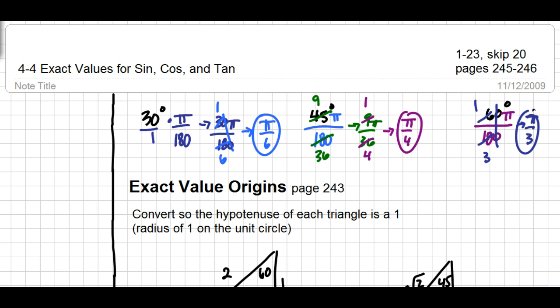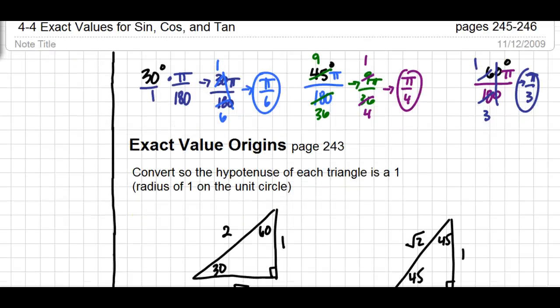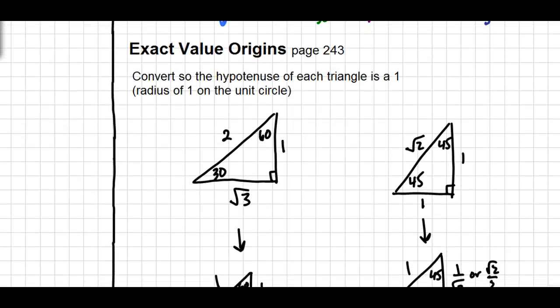So that was a quick review for students on converting degrees to radians. Our focus for today is on exact value origins. And these exact value origins come from 30, 60, 90 triangles, as well as the 45, 45, 90 triangles. These are triangles you would have studied back in geometry, and in those triangles there are some relationships that exist, and those relationships have been given here as one of the legs is a 1, the other leg is square root of 3, and the hypotenuse is a 2.